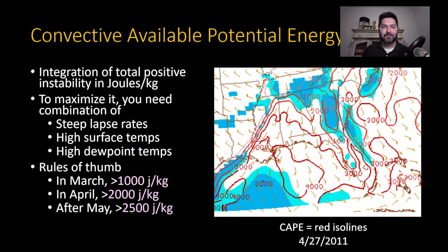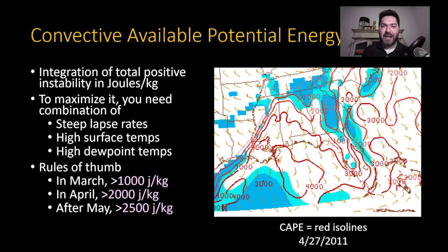So CAPE. CAPE is just the integration of total positive instability in joules per kilogram. And to make it as big as possible, you need a combination of steep lapse rates, high surface temperatures, and high dew point temperatures. So a few rules of thumb.